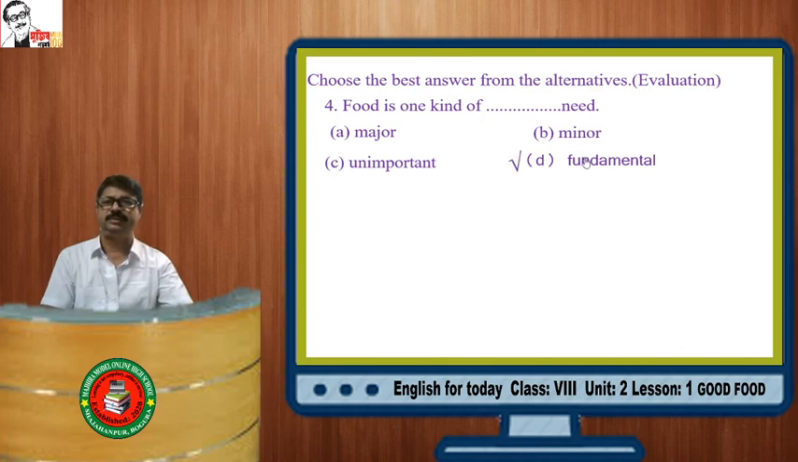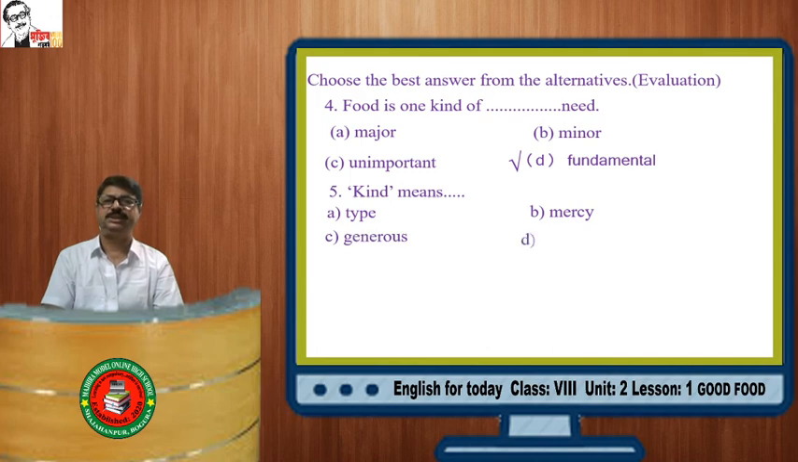Fundamental. Question number 5. Kind means dash. Kind means A. Type. B. Mercy. C. Generous. And D. Cruel. The correct answer is option D. Mercy.